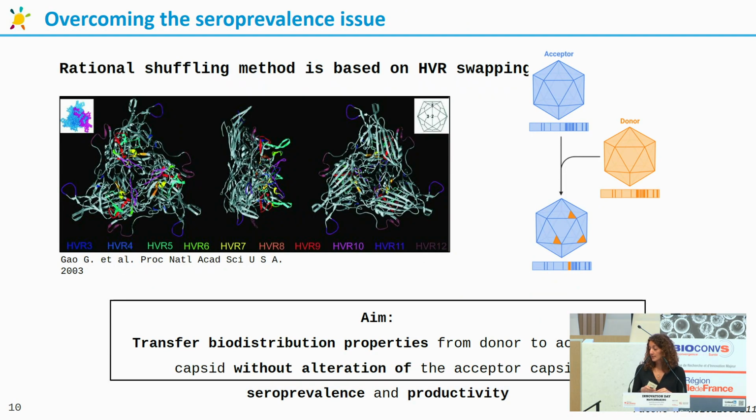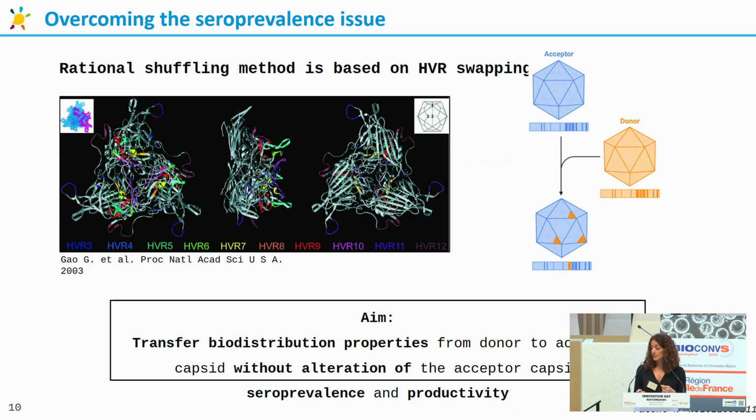And we developed this method called rational shuffling, which aims to transfer the biodistribution properties from a donor capsid, a wild-type capsid in our case, to an acceptor capsid that is a capsid with low seroprevalence. And the goal is to avoid modifying the seroprevalence and the productivity of the acceptor capsid.